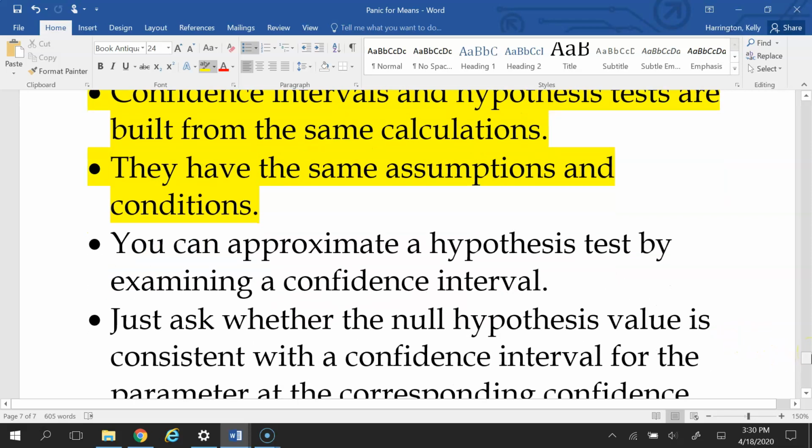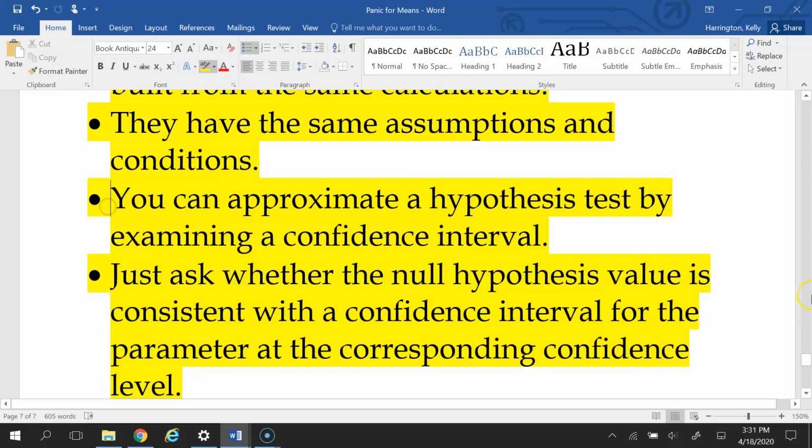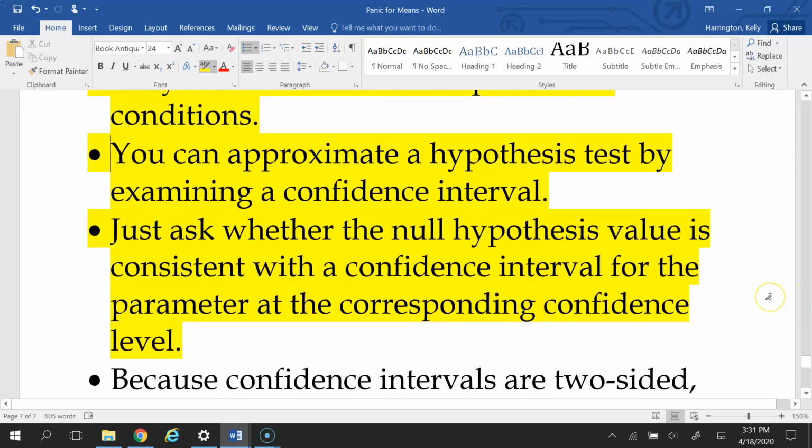Now, one thing you may not know is that you can approximate a hypothesis test by examining the confidence interval. So if they give you a claim, you can see whether or not it falls within a confidence interval, to see whether you might reject or fail to reject. To do that, you would just ask whether the null hypothesis value is consistent with the confidence interval for the parameter at the corresponding confidence level. That is how those things relate.